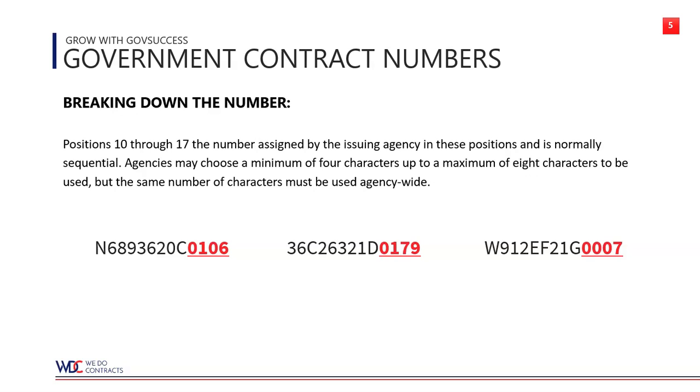And then finally, the last 4 digits is really just a sequential numbering system for the agency or department that's issuing it. It can be 4 to even 8 digits long, but whatever the agency chooses to issue out, whether it's 4 digits, 8 digits, they have to be consistent across all of their contracts. Majority of the time you will see 4.